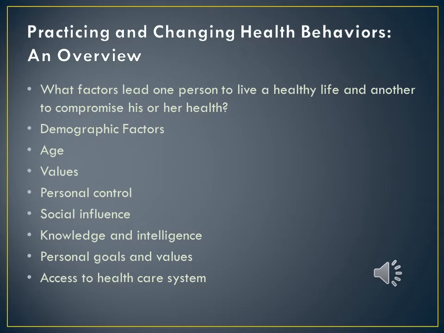There are some factors we can see here, like demographic factors, age of the person, values of the person, personal control, social influence, knowledge and intelligence, personal goals and values, and access to the healthcare system. So these are all the factors that lead a person to live a healthy life or to compromise his or her life. We'll discuss the factors one by one in the upcoming slides.